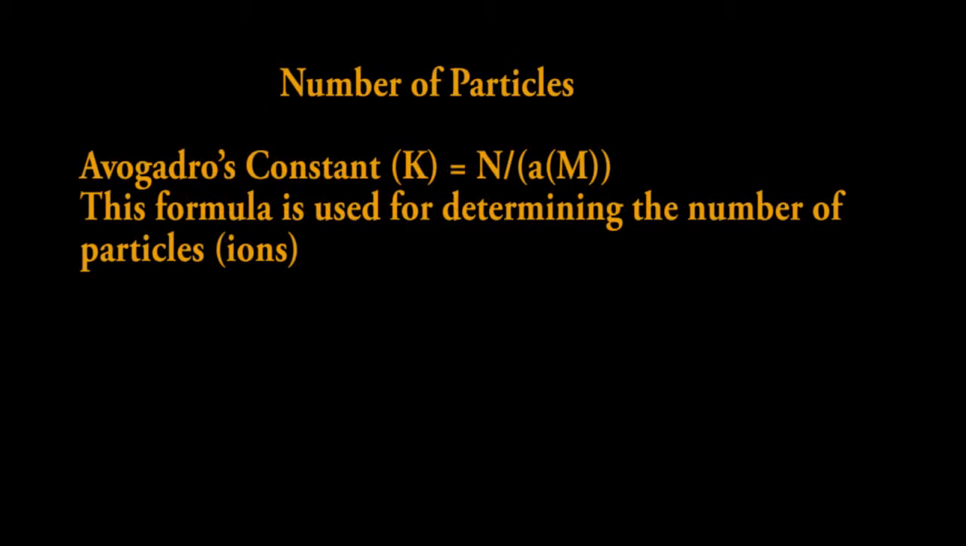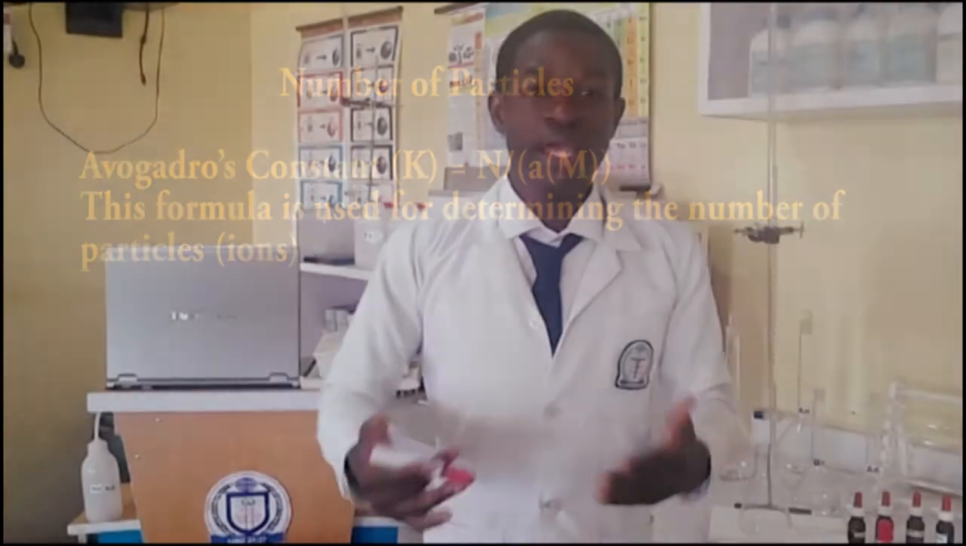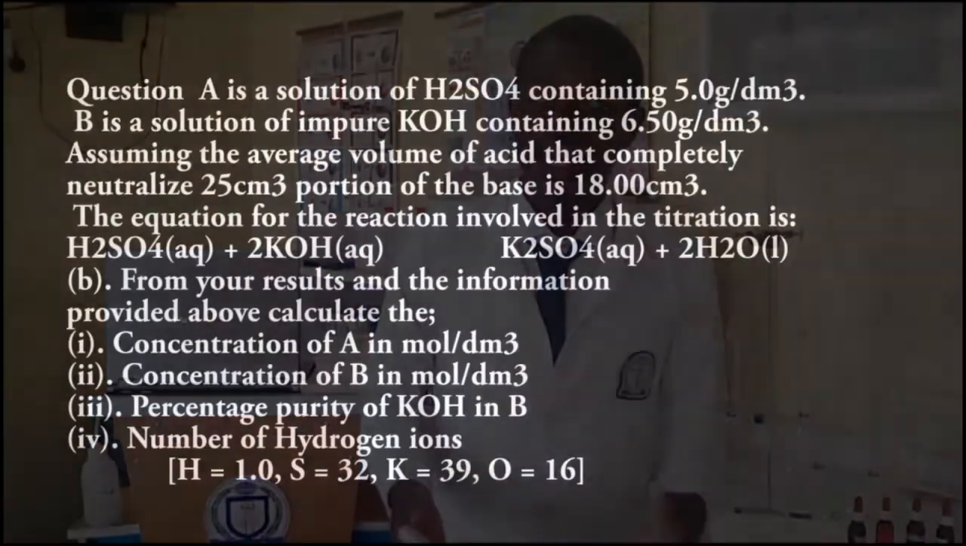Number of particles. The number of particles can be obtained using Avogadro's constant, K. K is equal to N, which is number of particles, over A, the basicity of an acid, times M, which is molarity of acid, where A is the basicity of the acid, M is the molarity of the acid, and N is the number of particles.